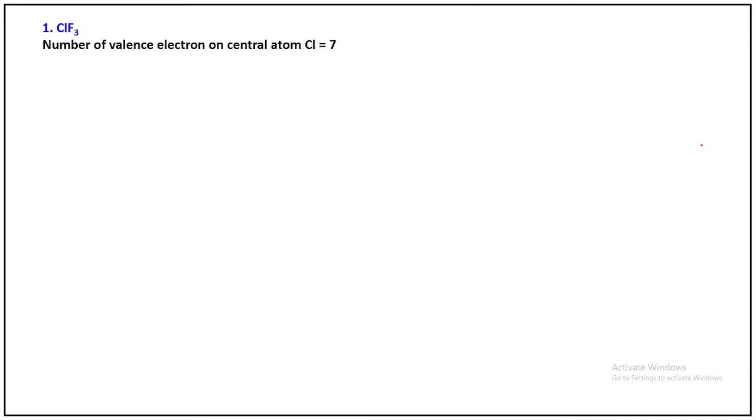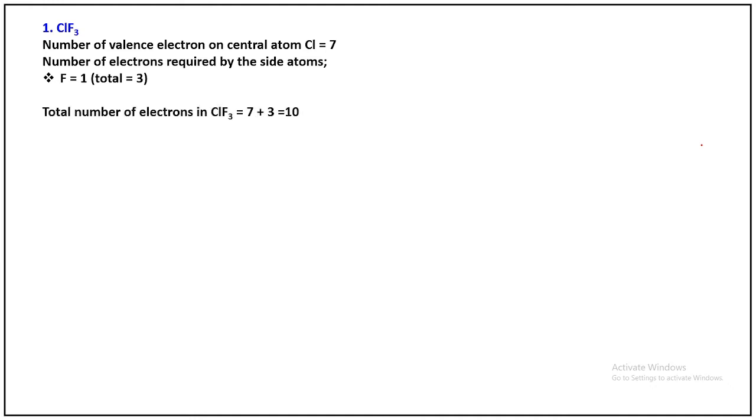In this molecule, Cl is our central atom. We know Cl is in the halogen group and has 7 valence electrons. The side atom given here is fluorine. Each fluorine requires 1 electron to complete its octet, and since 3 fluorine atoms are there, the total electrons provided by the side atoms are 3. Therefore, the total number of electrons around the ClF3 molecule will be 7 plus 3, that equals 10, and hence the total number of electron pairs will be 10 by 2 equals 5.